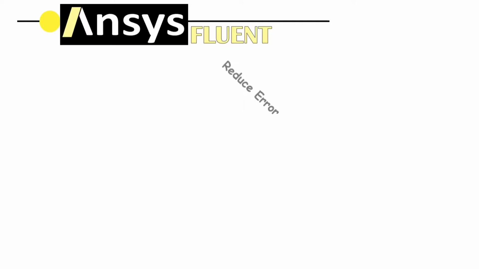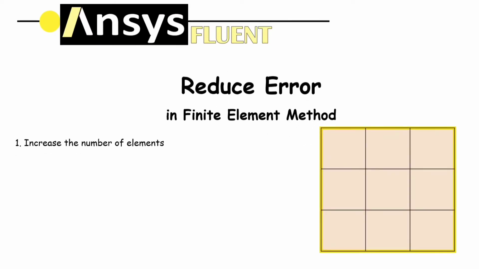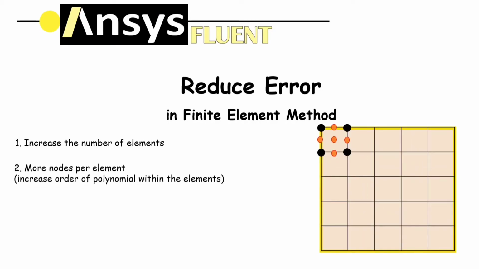As you can see in this slide, there are two ways to reduce the error in the numerical method. The first method is to increase the number of elements, and the second is by increasing the polynomial order in the elements, using more nodes. As you know, increasing the number of elements in a modeling has a computational cost and will not always be the best approach.